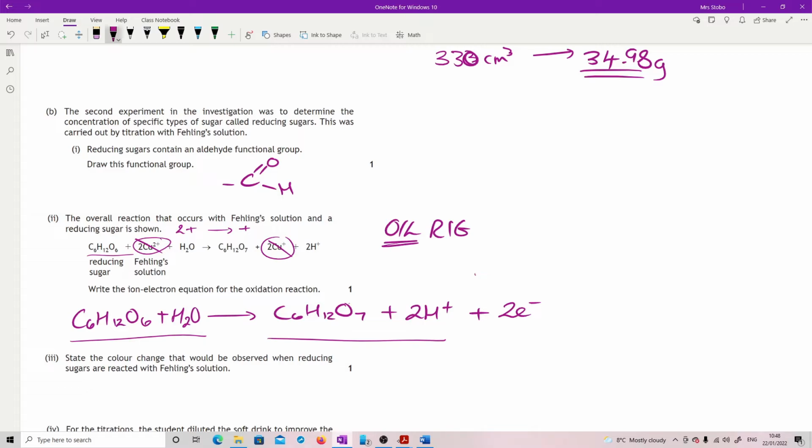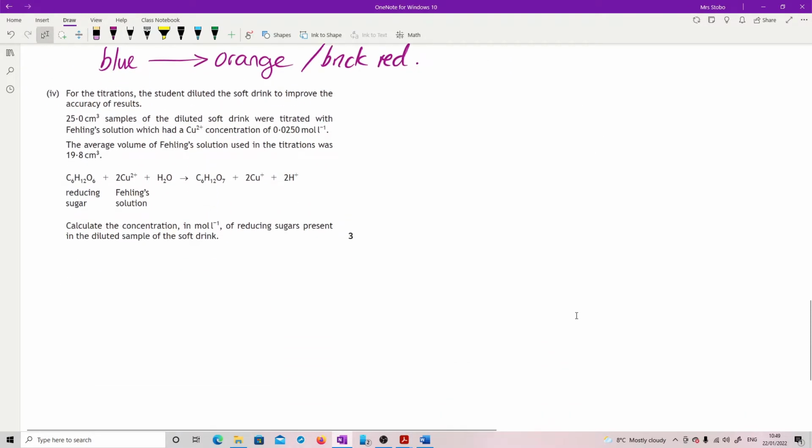State the colour change that would be observed when reducing sugars are reacting with Fehling's. You just have to memorise all these ones. It starts blue, all your copper ones do, and it goes orange. Or you might have gone with brick red, especially if you can associate that with Benedict's from earlier in your courses.